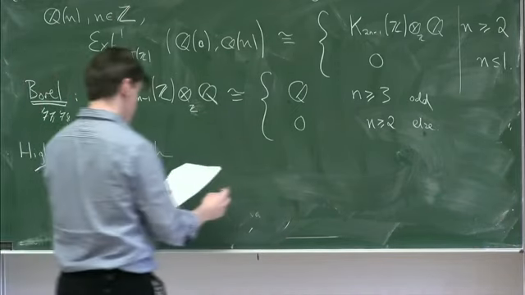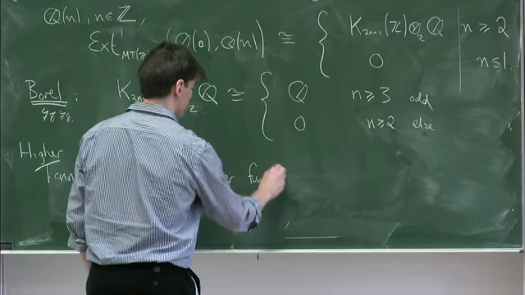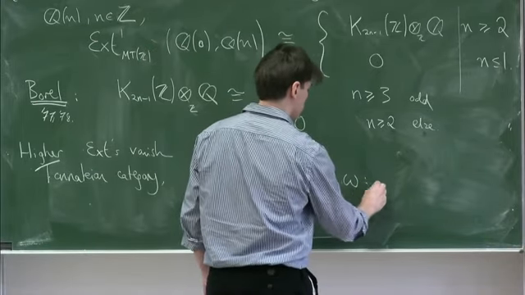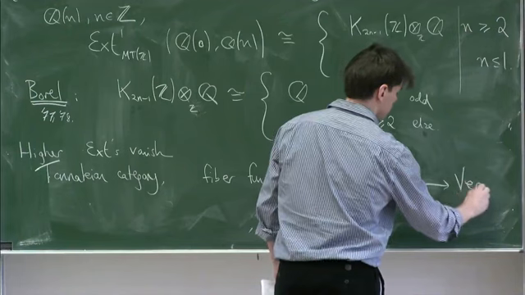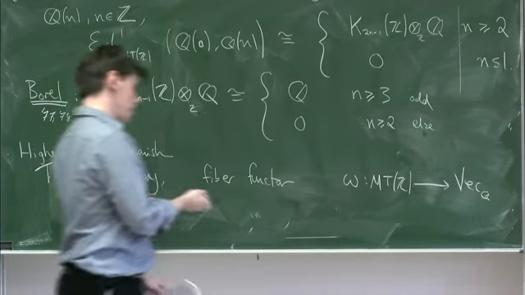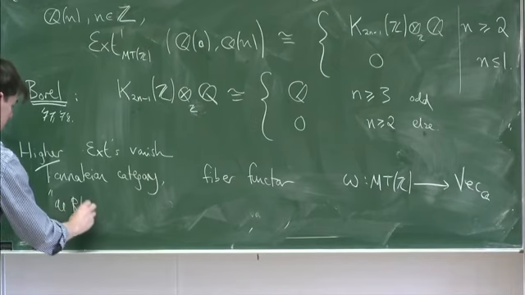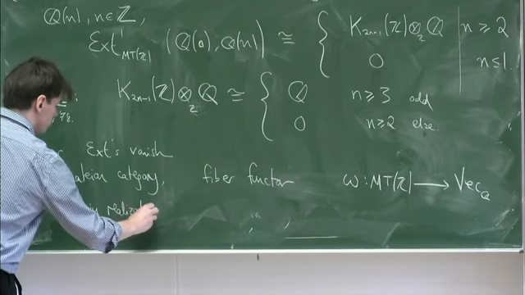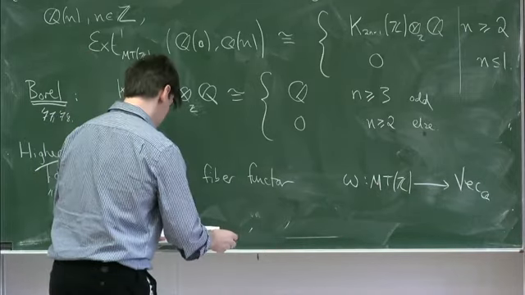And the fiber functor has a canonical fiber functor, omega. So again, they're different notations. Omega is the standard way to write this, but it's really the de Rham realization. So I will write dR instead of omega most of the time. So, in fact, from now on.